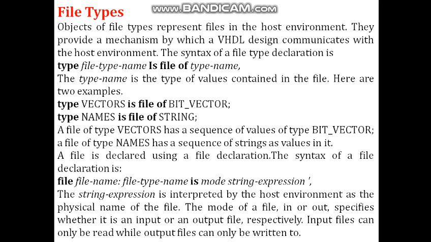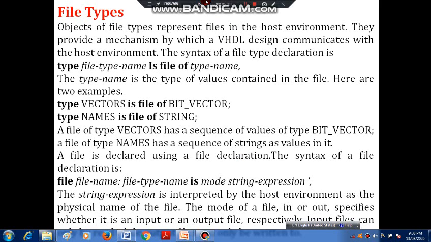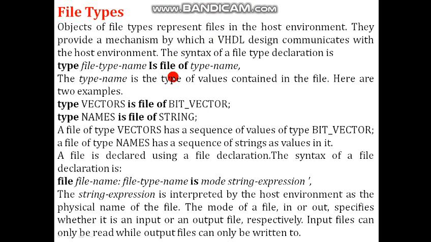And the last is the file type. In the file type, an object of a file type represents a file in the host environment. They provide a mechanism by which a VHDL design communicates with the host environment. The syntax of the file type declaration is: type file_type_name is file of type_name. The type name is the type of values contained in the file.